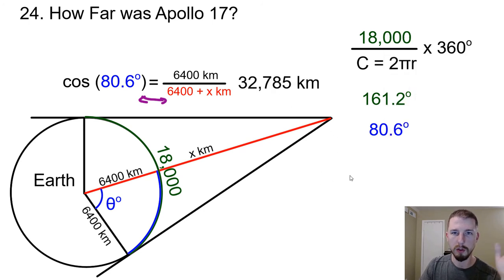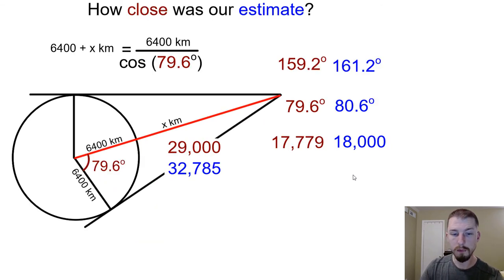Boom, it's right there. So what's really cool is they actually recorded how far they were when they took the photo. And the actual distance that they were was 29,000 kilometers. Now, we estimated 33,000 kilometers. So how close was our estimate? Well, here's a little comparison. And instead of 80.6 degrees, we actually had a field of view of half the Earth of 79.6 degrees, which is really close. And then when you doubled it, it was that.